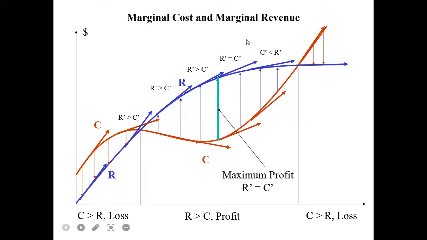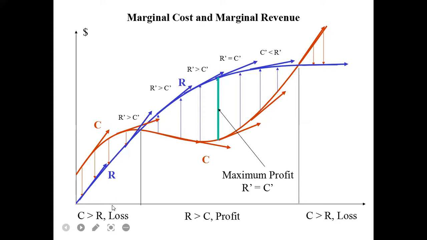This is the relationship between marginal cost and marginal revenue. There are two curves, one green and another orange. From different points, we get the slope. R is the revenue here and C is the cost. We observe from the graph that at maximum profit, revenue and cost are the same.